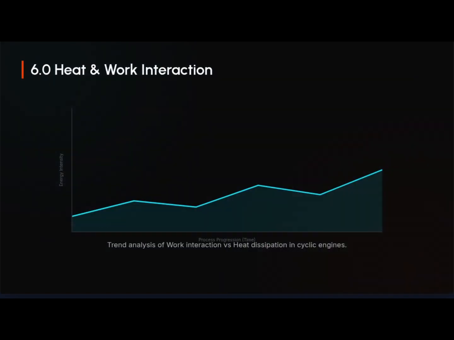Going ahead, heat and work interaction. Here we observe the trend analysis of work interaction versus heat dissipation in cyclic engines over time. As process intensity progresses, energy levels fluctuate continuously as work is converted and heat is dissipated throughout the operational cycle.